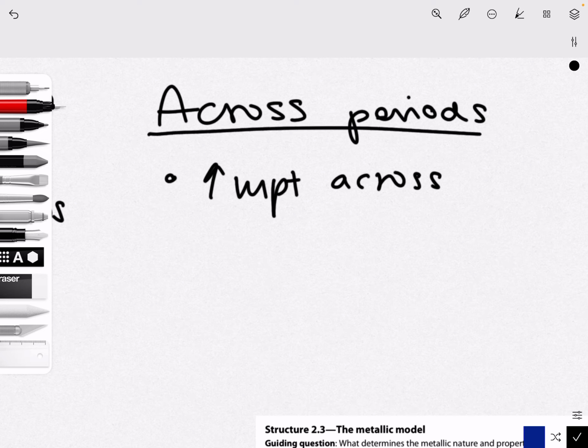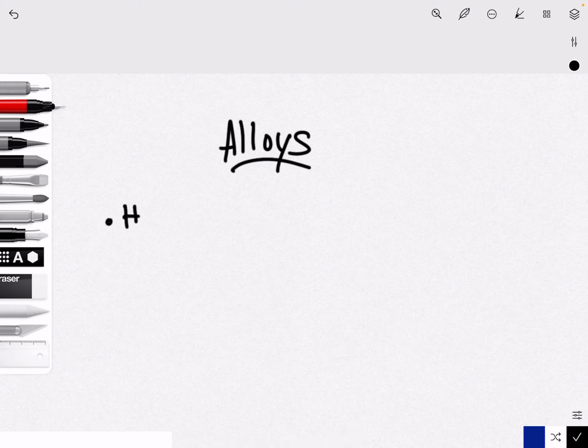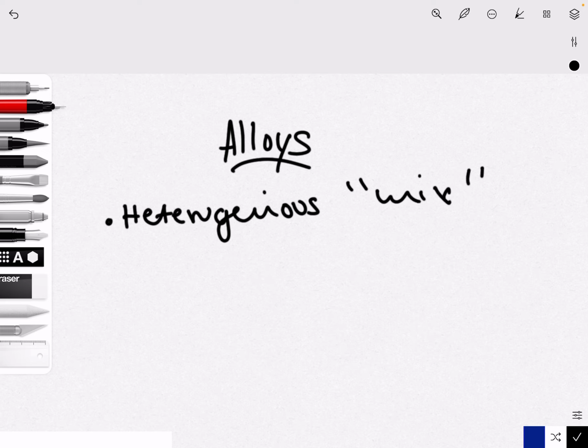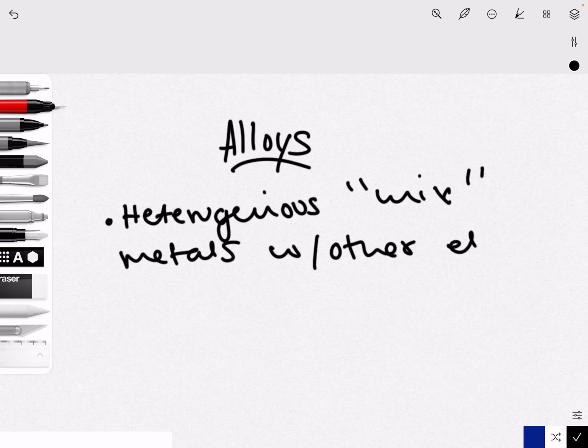Now, finally, let's take a look at alloys. So an alloy is a heterogeneous mix of metals with other elements, which can include other metals. It's not quite a mix, but it's a heterogeneous mix.